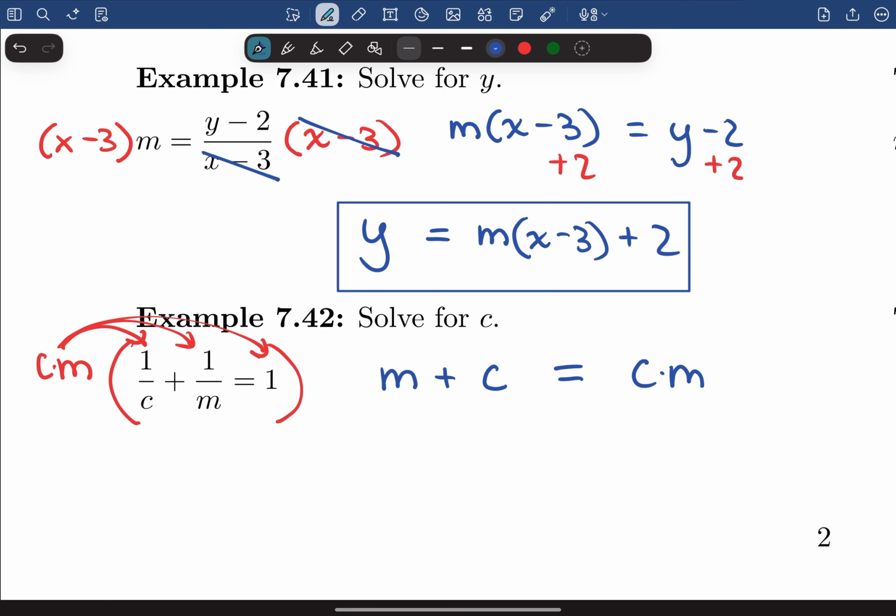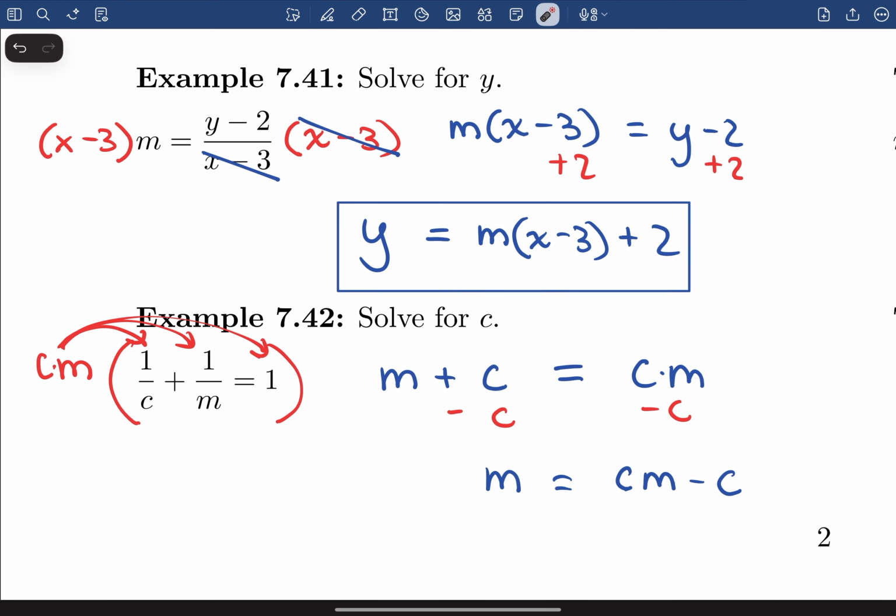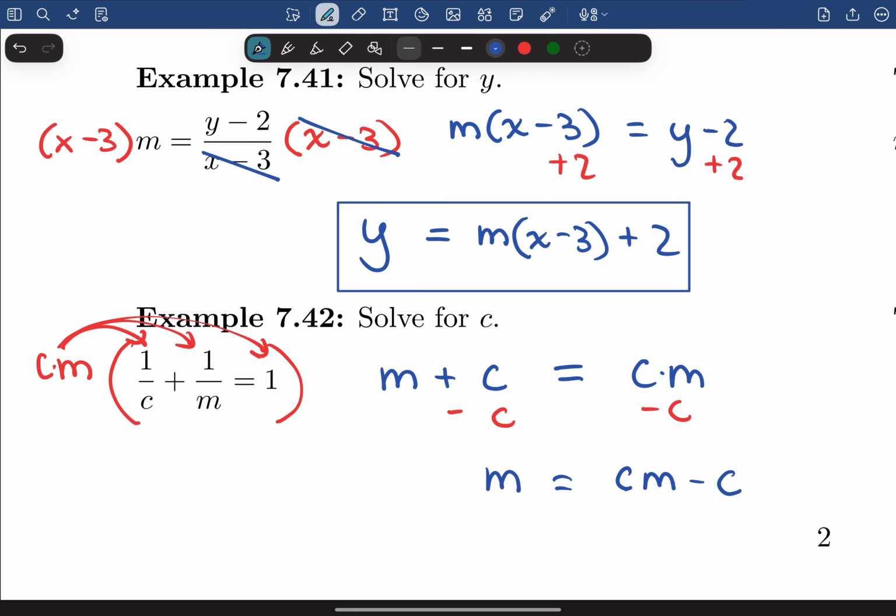Now, my goal is to solve for c, okay? And so I'm going to get all my terms with c in them to the same side of the equation. That's why I'm subtracting c. And I get m equals cm minus c. And at this point, I'm trying to solve for c, but c is in both of these terms. And when you have the same value that you're trying to solve for in two terms, you can factor it out of those two terms.